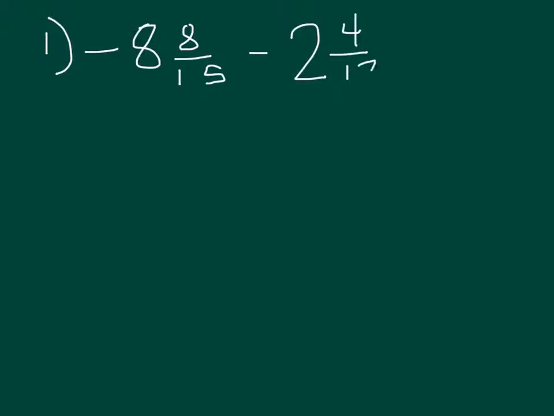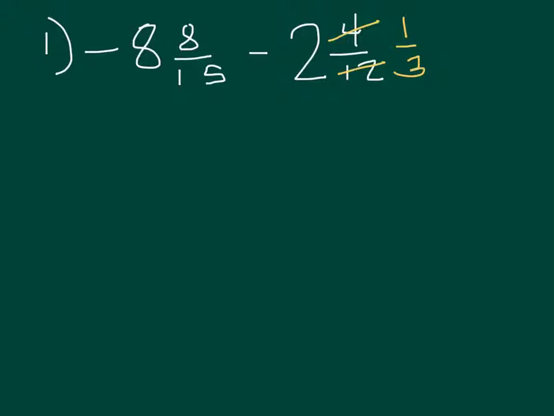Problem number 1. In this one, we're going to have two mixed numbers that are going to be negative. And as you know, negative and negative, we add and keep the sign. But before this, I need to see, do we have anything to reduce? Yes. Into 4, 1, into 4, 3.